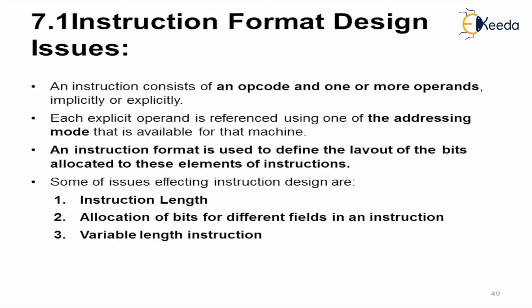One is called the length issue: instruction length, allocation of bits for different fields in an instruction, and variable length instruction. So what do you mean by instruction length? What is the size of the instruction? What is the length of the instruction? Allocation of bits for different fields: what are the different bits that are allocated in the field, and what is the variable length? The variable length is the length that can be increased or decreased. It depends on the type of operations that need to be performed, whether it's a read operation, write operation, or a read-write operation.